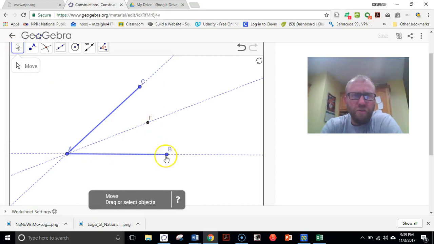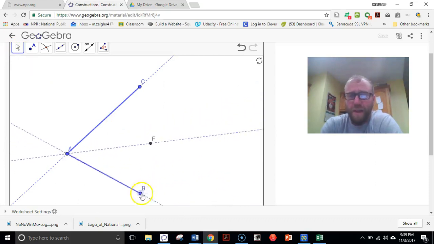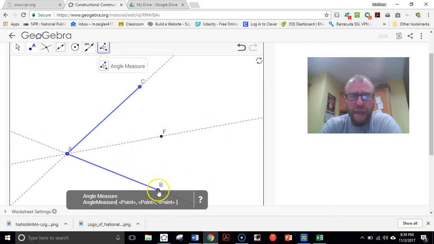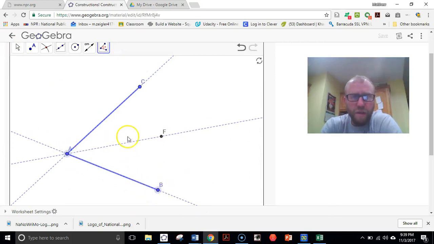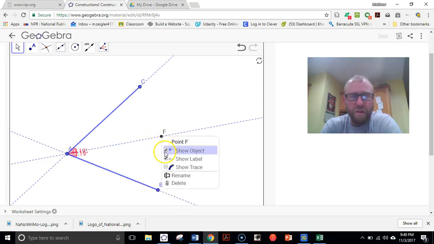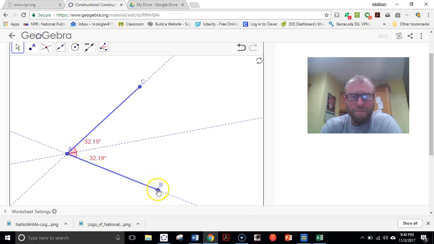So now we just want to show that the two halves of the angle are the same size. So I'll just use my angle tool to mark angle BAF, and the angle FAB, or there we go, FAC, sorry. And we'll take away point F. We don't need it now. We just needed it so we could mark the angles.